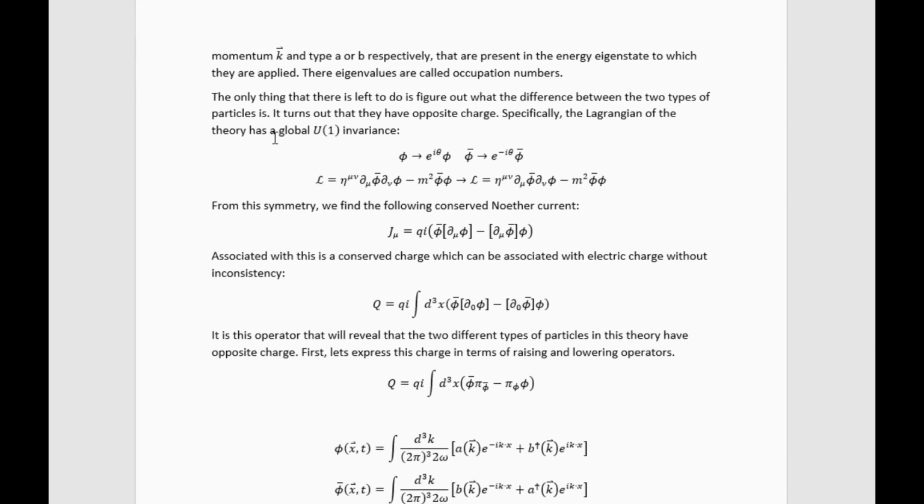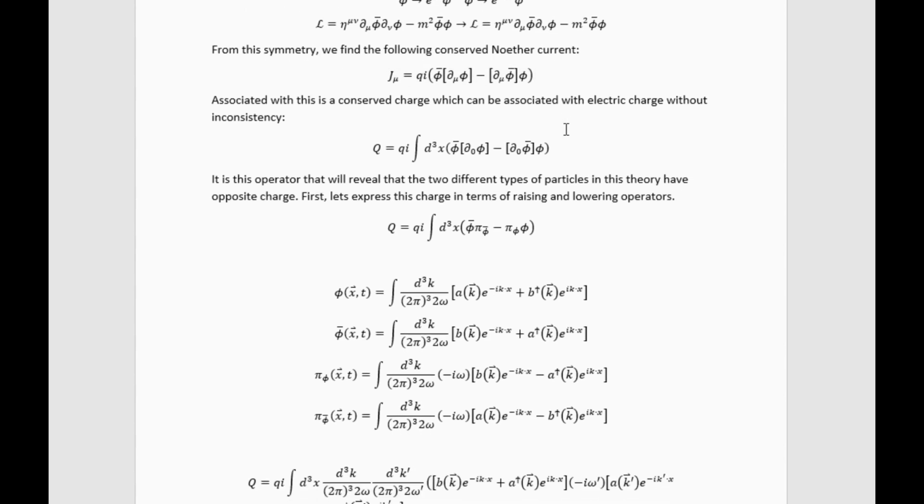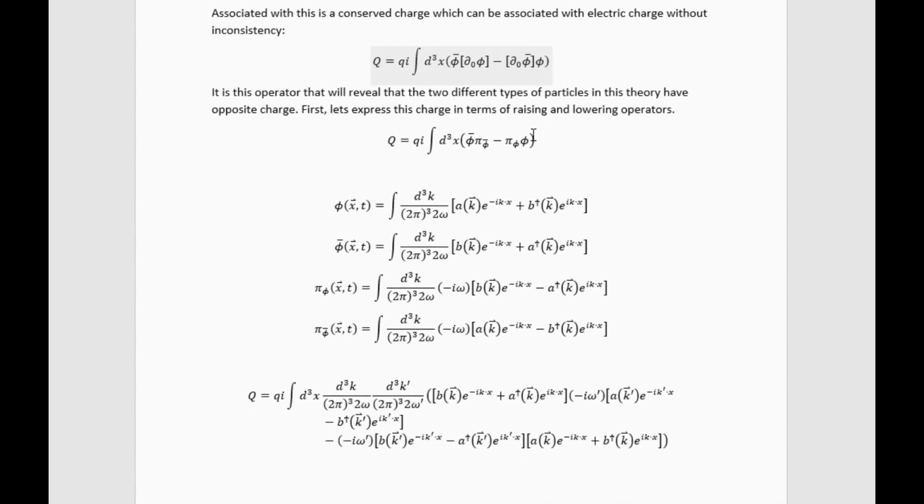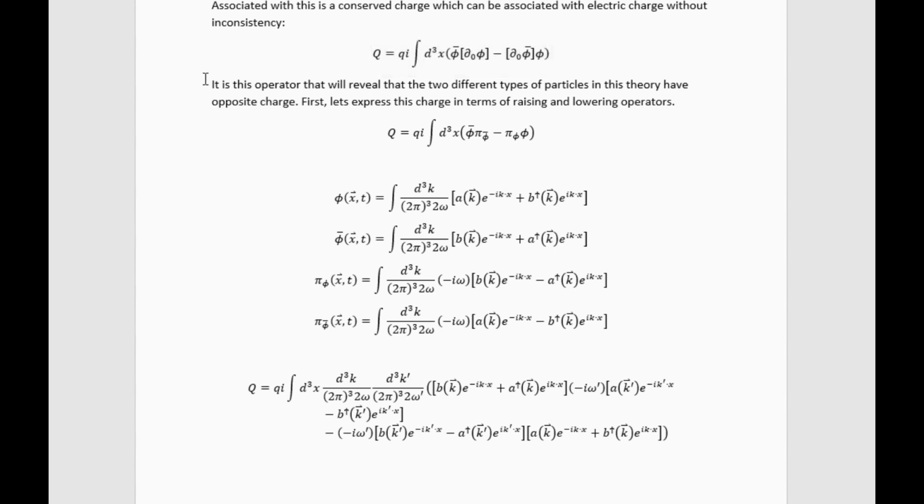Specifically, the Lagrangian of the theory has global U1 invariance, given by this, so we see that the Lagrangian is in fact invariant under that. From this, we find the following conserved Noether current here. Associated with this is a conserved charge, which can be associated with electric charge without inconsistency. This is the integrated Noether charge. It's the conserved charge associated with this current.